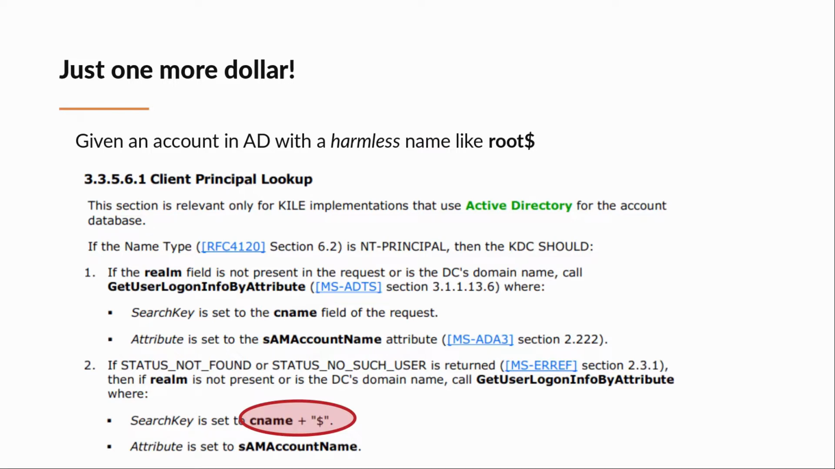in Active Directory there is a lookup procedure. It's nicely documented. We thank Microsoft for their documentation. Basically what it says is that when you're searching for a user, if you didn't find them in case number one, which is just look them up, you try again: you take the username as given and append a dollar, which in this case would then find the account.